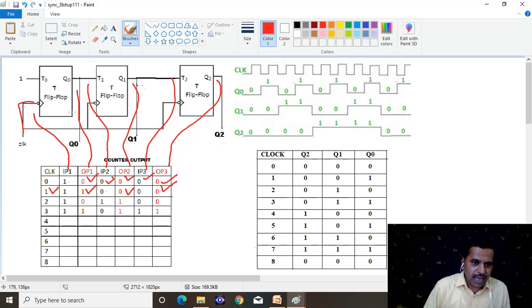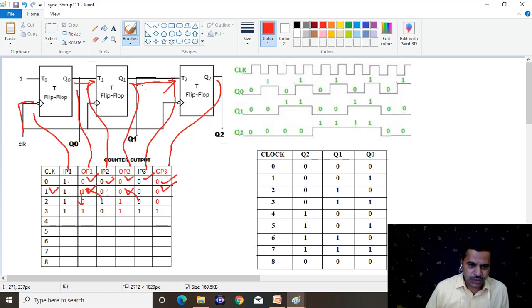When the second clock pulse is applied, before its application, the output of the first flip-flop is going to be the input to the second. The output of the second is the input to the third. Then what is the output of the first one? That is 1. It becomes the input to the second. The output of the second becomes the input to the third. Now, when this second clock pulse is applied, it changes the state from 1 to 0.